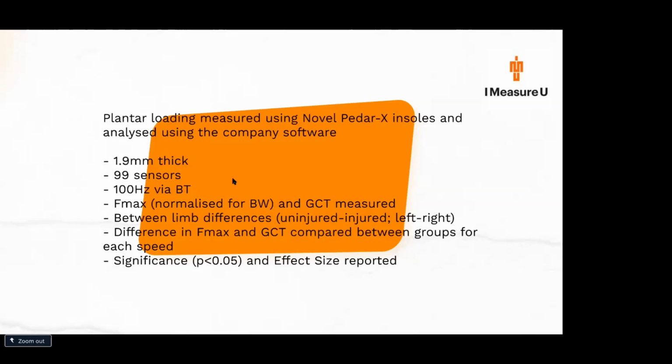In terms of the way the intralimb differences were calculated, that was uninjured minus injured in the ACLR patients, and left minus right in the healthy patients. And then the difference in Fmax and ground contact time were compared between groups for each speed. So there were 3 groups in total and 3 speeds, and then significance and effect sizes were reported. So it's quite comprehensive in terms of the analysis and the actual effect of the difference.